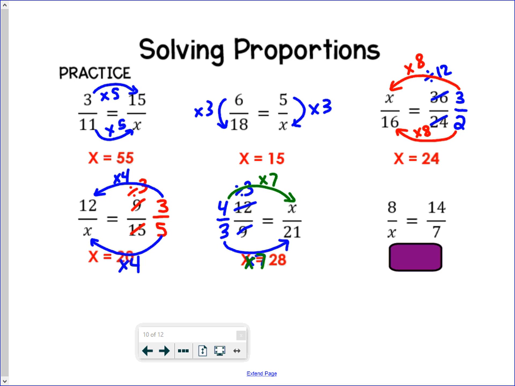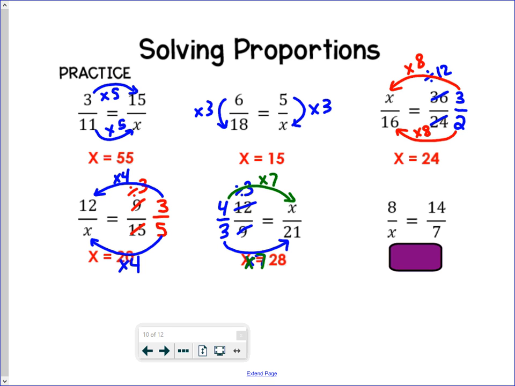X equals 28. So remember, proportions are ideally the same fractions. If I were to simplify 28 over 21, if I were to divide both of those by 7, you'll notice that it equals 4/3. 28 divided by 7 is 4. 21 divided by 7 is 3. So if I were to simplify all my fractions in all of these proportions, they would be the same fraction. And that's a good way to check your work.